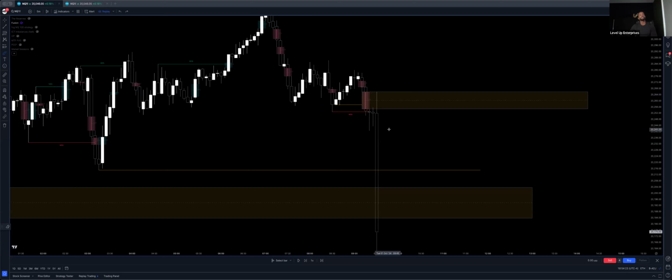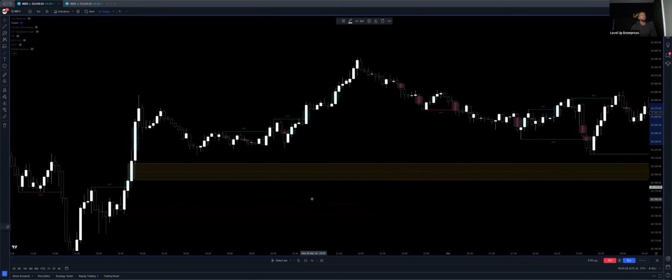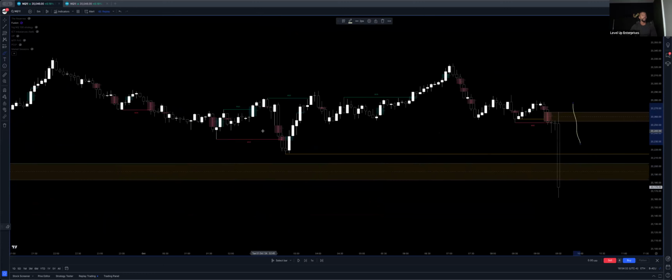And that was your entry right there. And look, that was a crazy move down where? To another fair value gap. So you can honestly wait for a market structure shift and a fair value gap to happen, especially after liquidity has been swept. If liquidity has been swept, this can be your model.